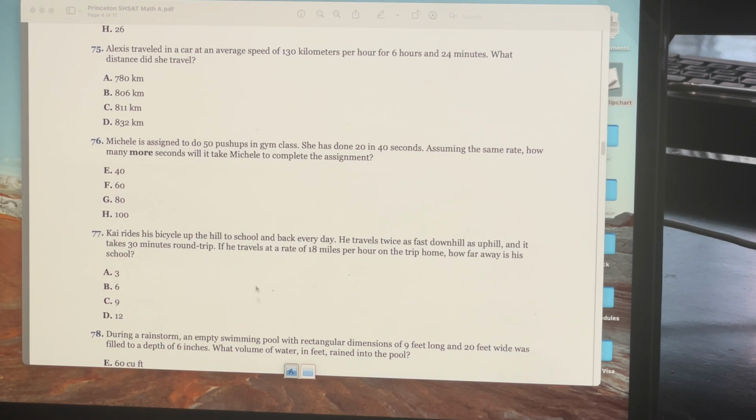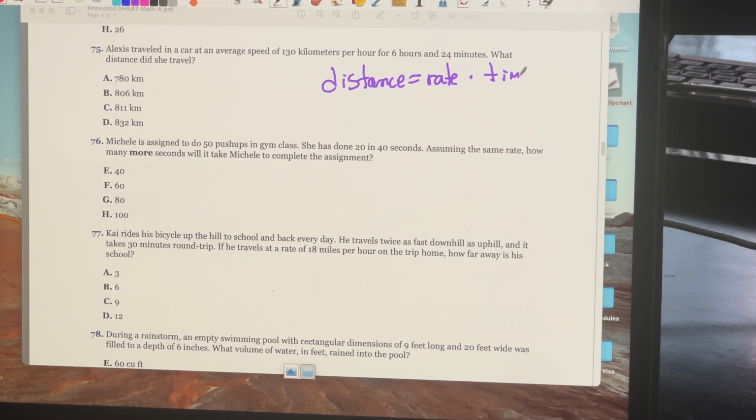Number 75, by the way. Alexa travels in the car at an average speed of 130 kilometers per hour for 6 hours and 24 minutes. What is the distance traveled? Well, one thing you have to know is the distance equals rate times time, right? So to find the distance, you multiply the speed times however long.